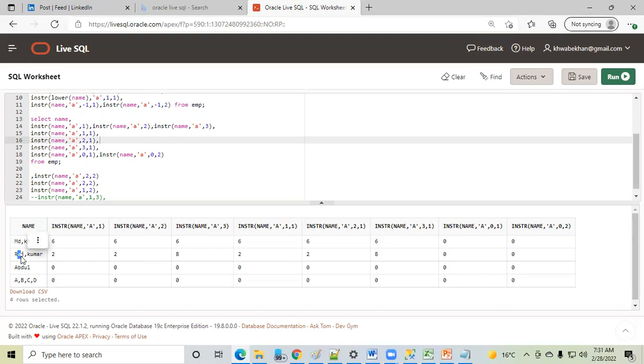Where you are standing, you don't have to count from there. But in substring, where you are standing, you count from there, if you remember the concept of substring. But in a string, wherever you are standing, that doesn't matter. You have to count from the very beginning. That's why here the output is 2. Any question, guys, on this?